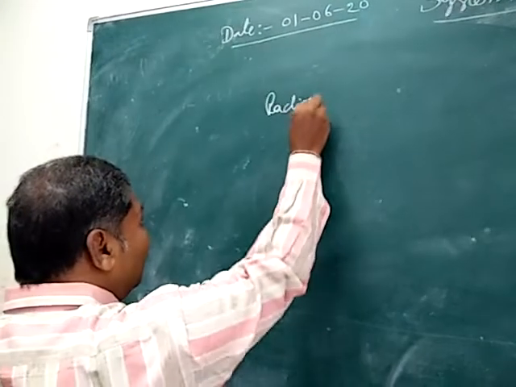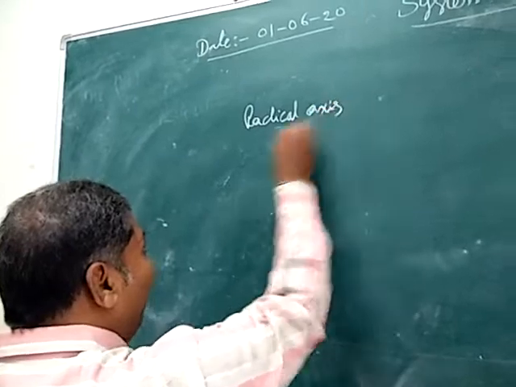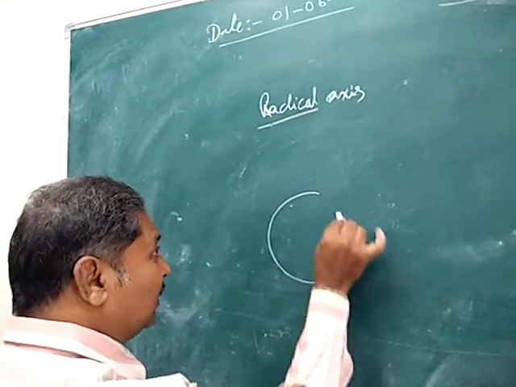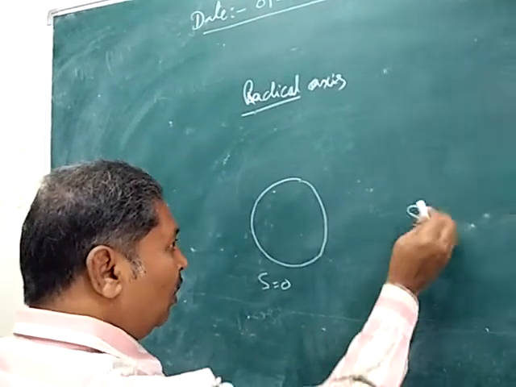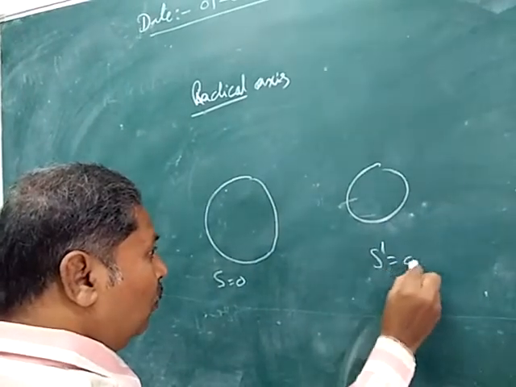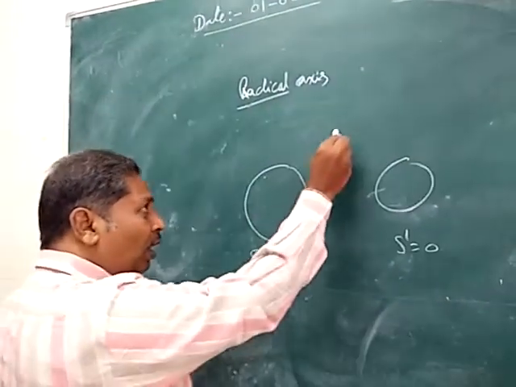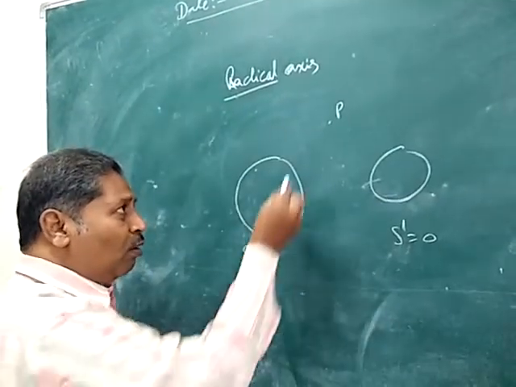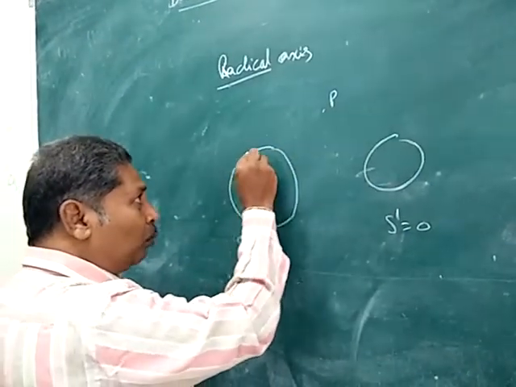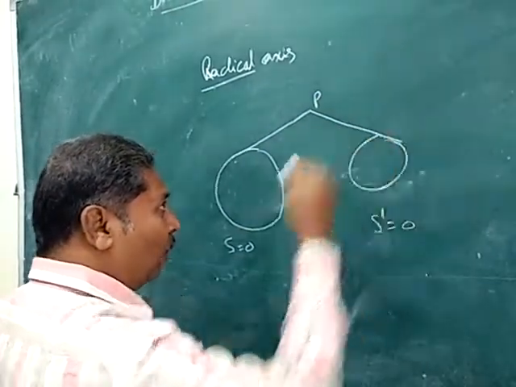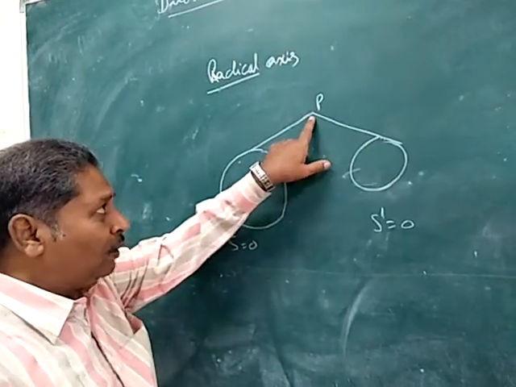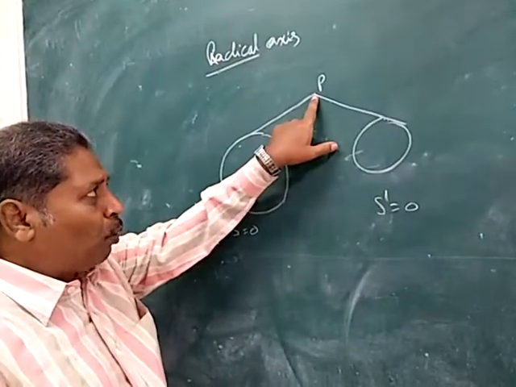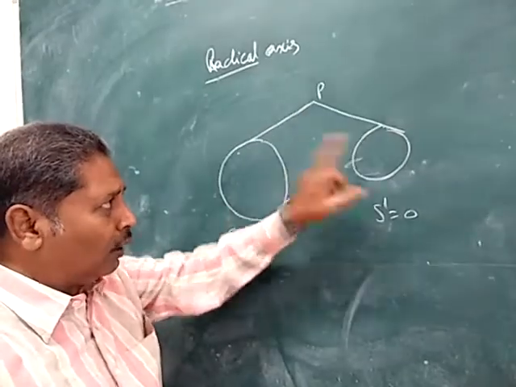Radical axis. Suppose S equals 0, S dash equals 0 are two circles. Let P be a point. The power of the point P to both circles is equal. Suppose this is the point. The power of the point P to this circle and the power of the point to this circle are equal.